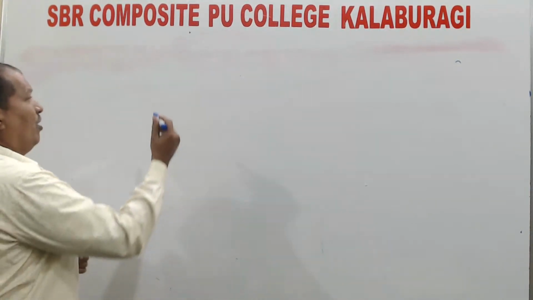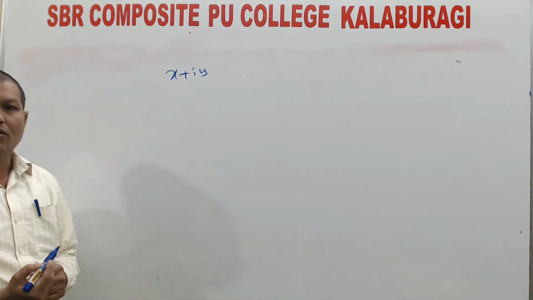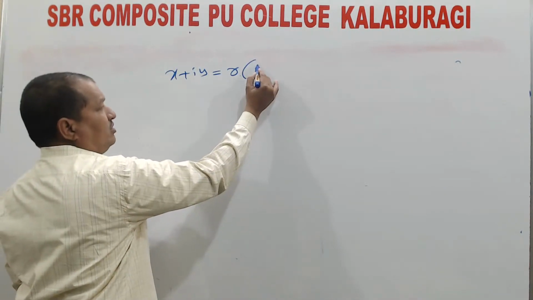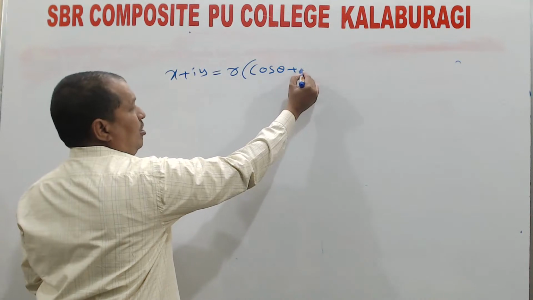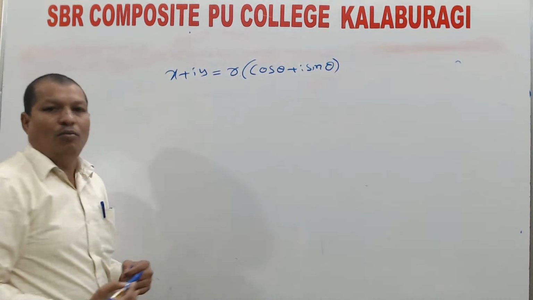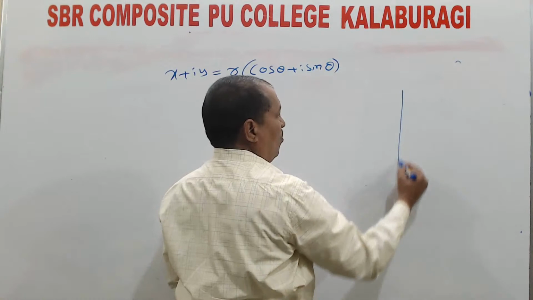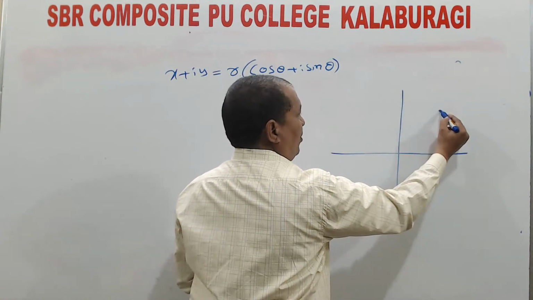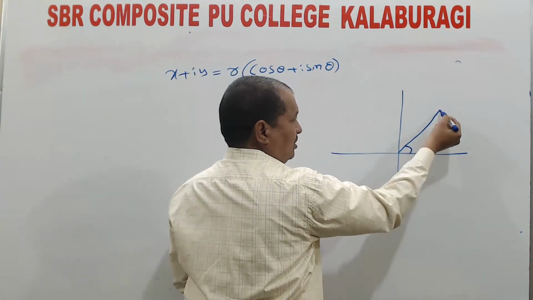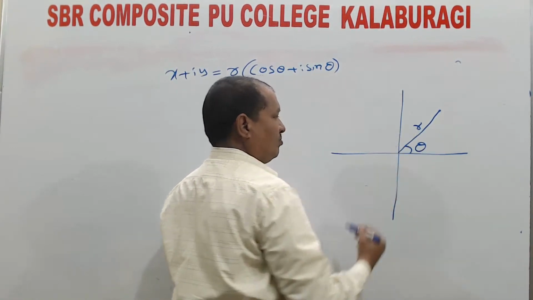You know that if you have x plus iy as a complex number, and you express it in polar form as r into cos theta plus i sin theta, where r is called the modulus and theta is the amplitude. What is the modulus? The modulus is the distance of a point P from the origin. Theta is the angle made by this line with the x-axis. It is theta and it is r.